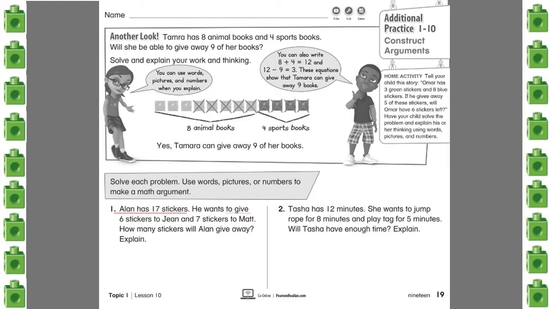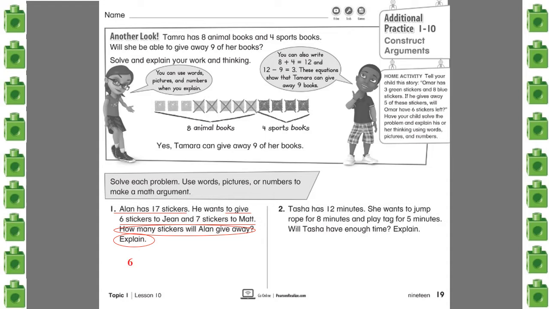He wants to give 6 stickers to Jean and 7 stickers to Matt. Okay, so he wants to give 6 to one person, 7 to another. How many stickers will Alan give away? Explain. Okay, so this is a two-parter. How many stickers will Alan give away? Well, we don't want to do this in our head, and we're actually not allowed to do it in our head because we have to show our work. We have to explain ourselves.